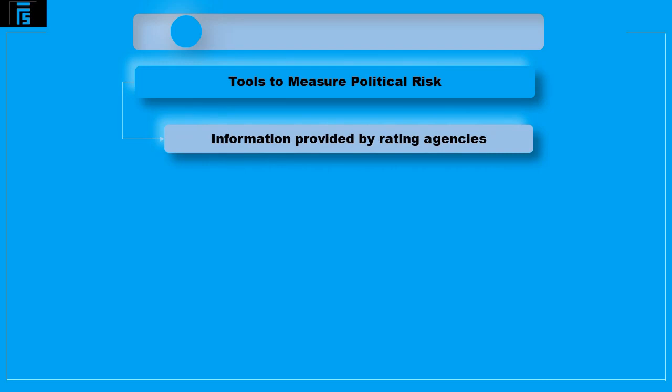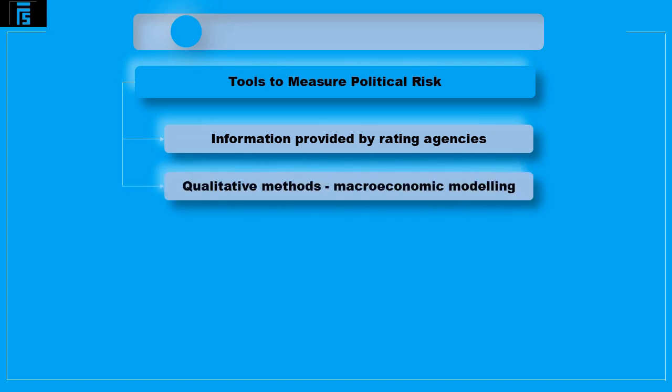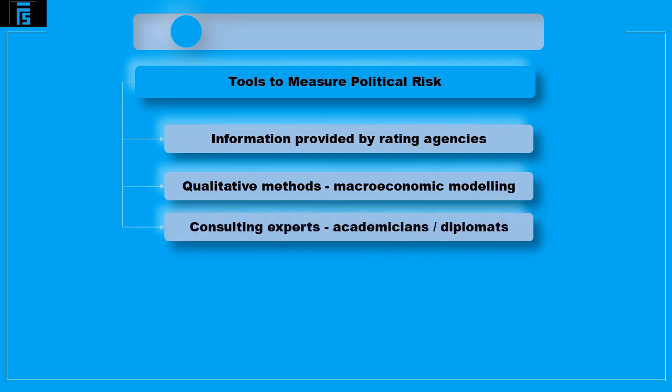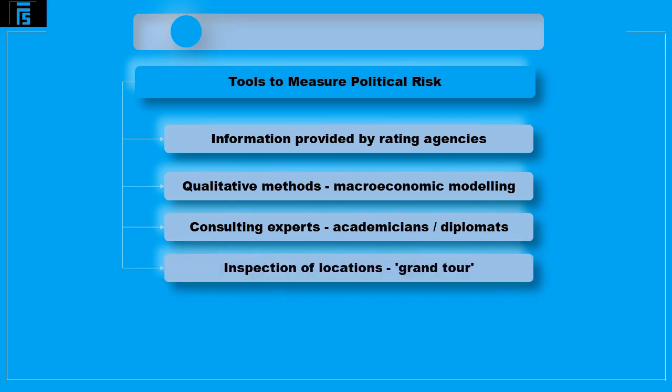An alternative approach to the measurement of political risk involves the use of quantitative methods based on macroeconomic modeling or real option valuation. Another method used by organizations considering locating an investment in a given country includes consulting experts such as academics, diplomats, or businessmen already present in the local market. A measure which is often applied before an investment decision is made is a grand tour, which is an inspection of the locations considered, tied to meetings with local government and aimed at gaining an understanding of the specifics of doing business in a given country.